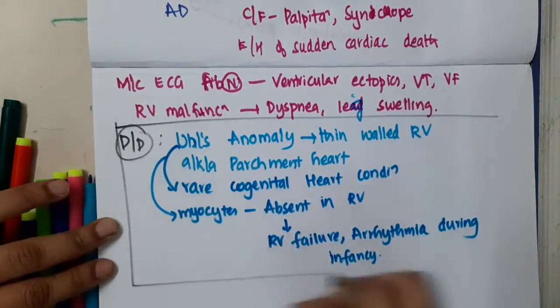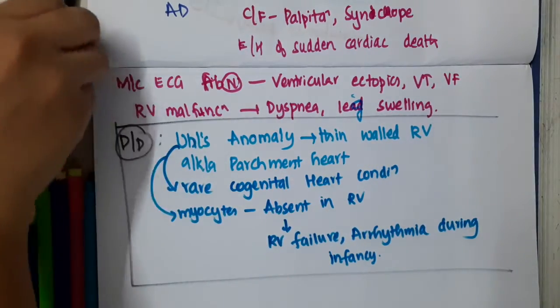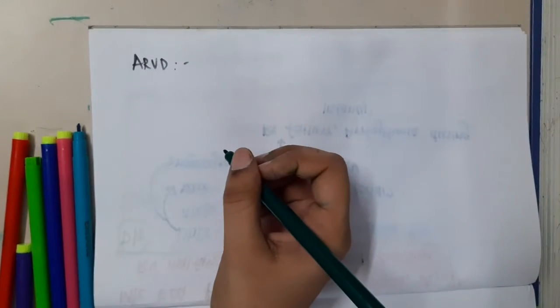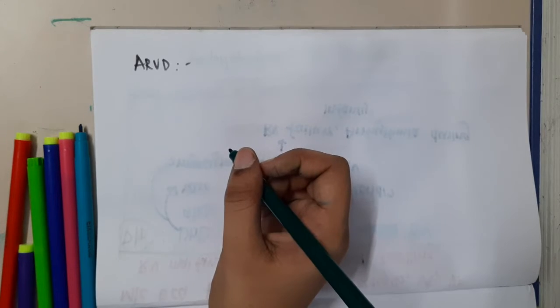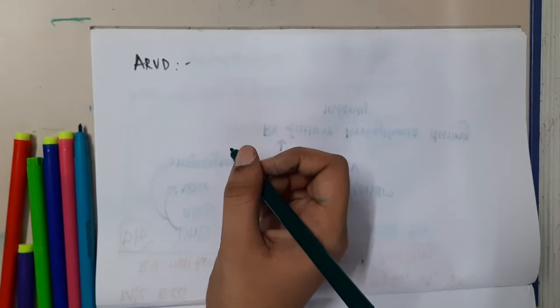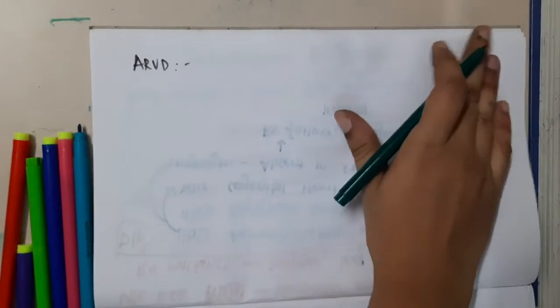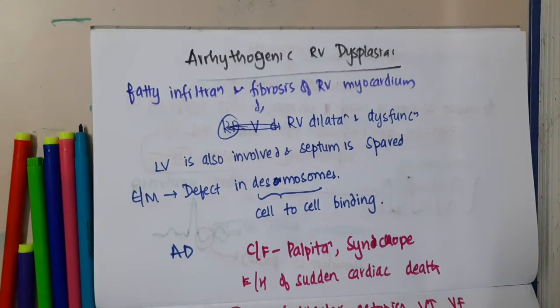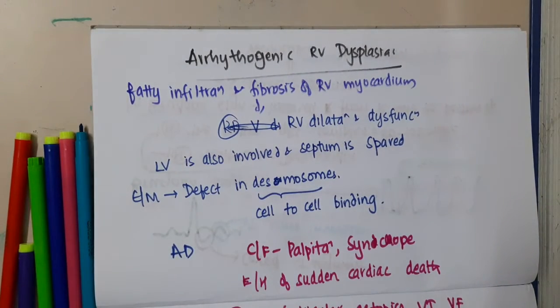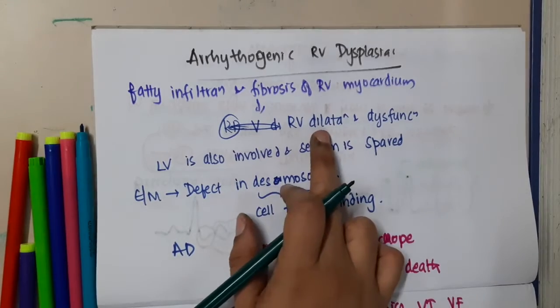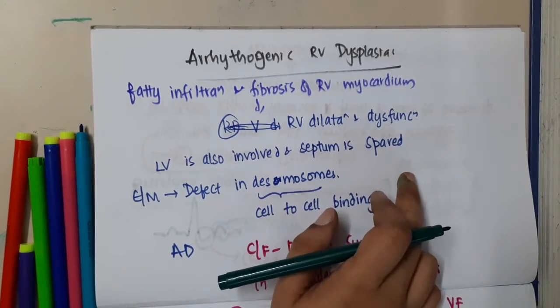Now again coming back to arrhythmogenic right ventricular dysplasia. Here the right ventricular muscle is replaced by fatty infiltration and fibrosis. Thus right ventricular dilatation and dysfunction occur.